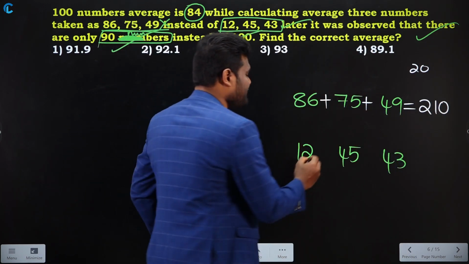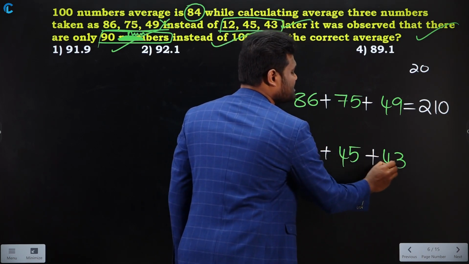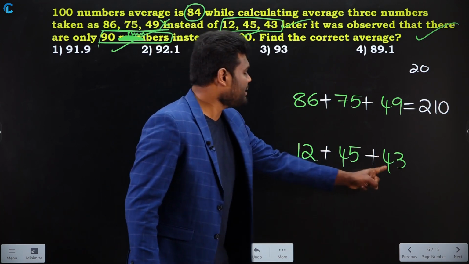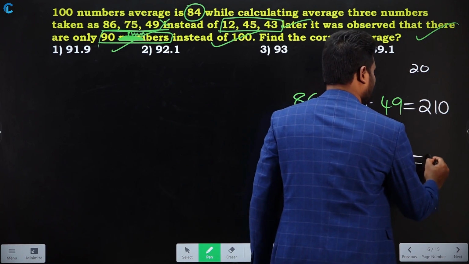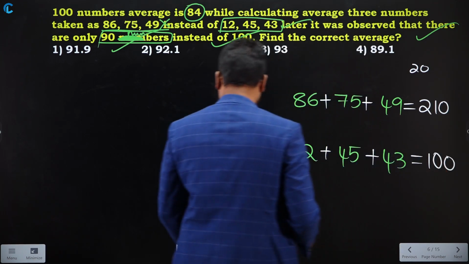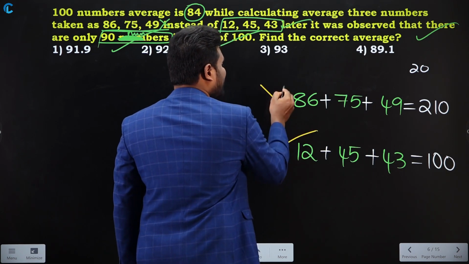Similarly, when you add these numbers, 2 plus 5 plus 3 is nothing but 10. 40 plus 40 is 80, 80 plus 10 is 90, 90 plus 10 is going to be 100. Which means, if you observe here, the correct values are this one and these are the wrong values.